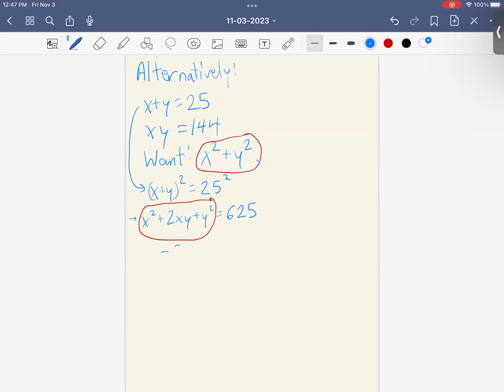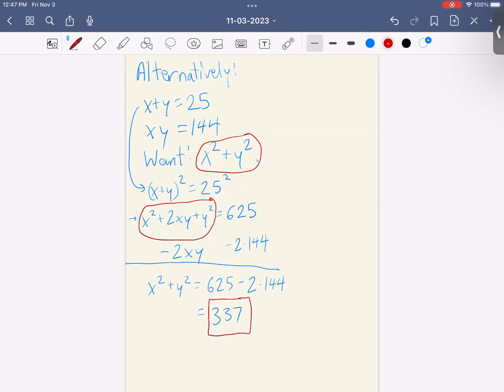Well, we can just subtract 2xy from both sides. And we know what xy is. It's 144. So on this side, we subtract 2 times 144, because they're the same thing. We get x squared plus y squared equals 625 minus 2 times 144. If you work this out, it comes out to the same answer. You get your same 337 over there.